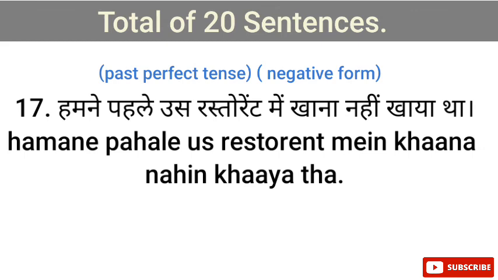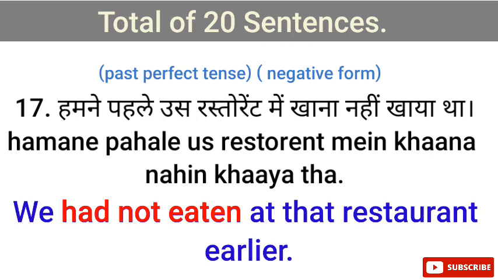Sentence number 17. The past perfect tense, a negative form. हमने पहले उस रेस्टोरेंट में खाना नहीं खाया था। We had not eaten at that restaurant earlier.